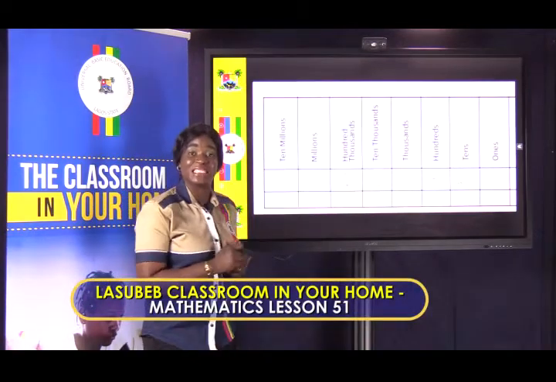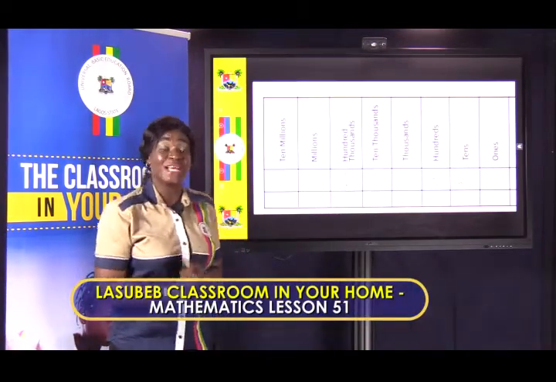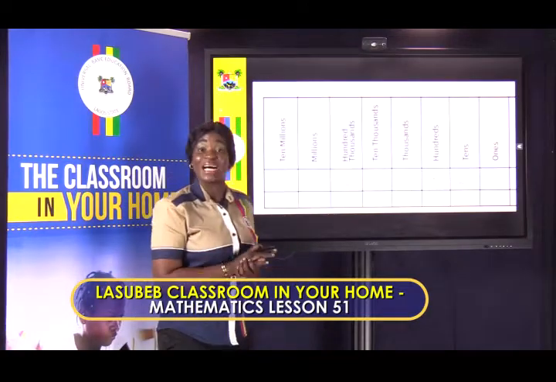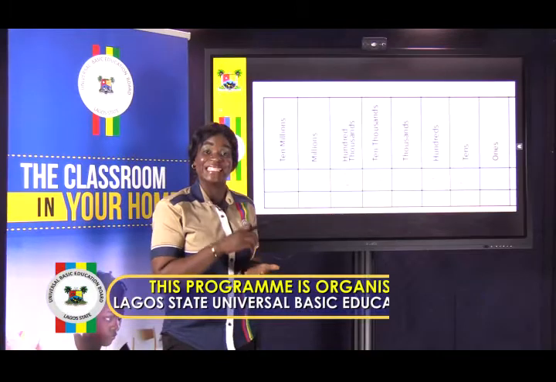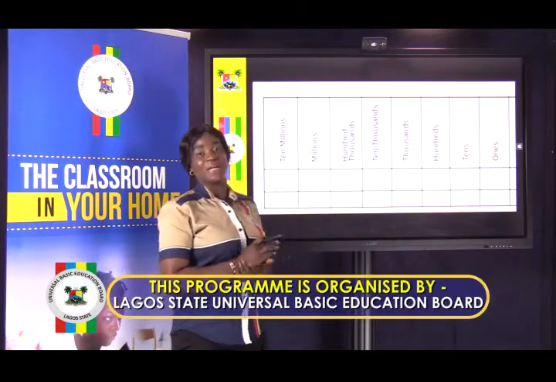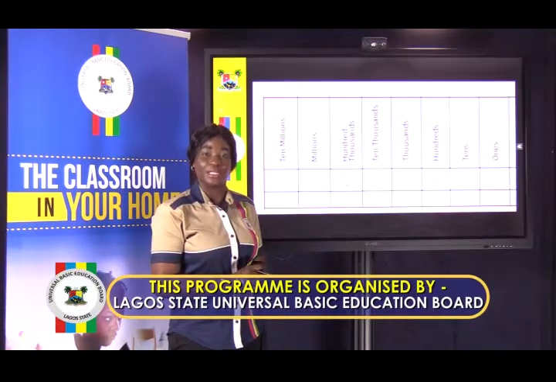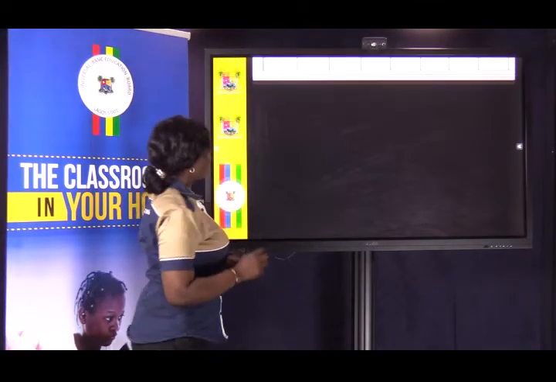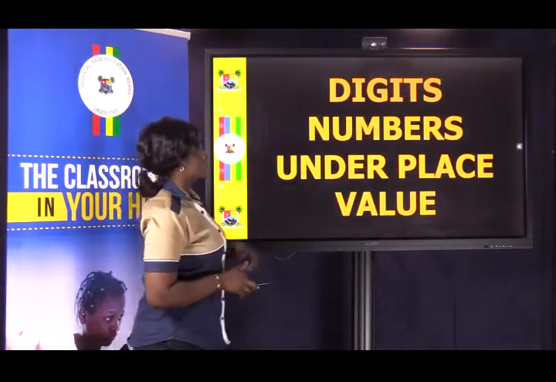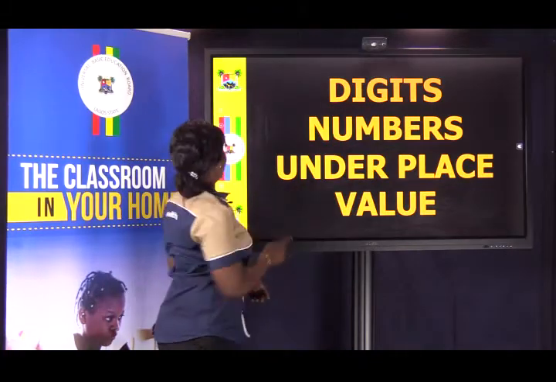When I say place the bottle on the table, it means drop it on the table. You can't go and place it on the fridge. So that's what we are trying to say. Where is it positioned in the place value grid? Are we together? Don't worry, you will still understand what I'm trying to say. Yes, digits and numbers under place value. Let's see.